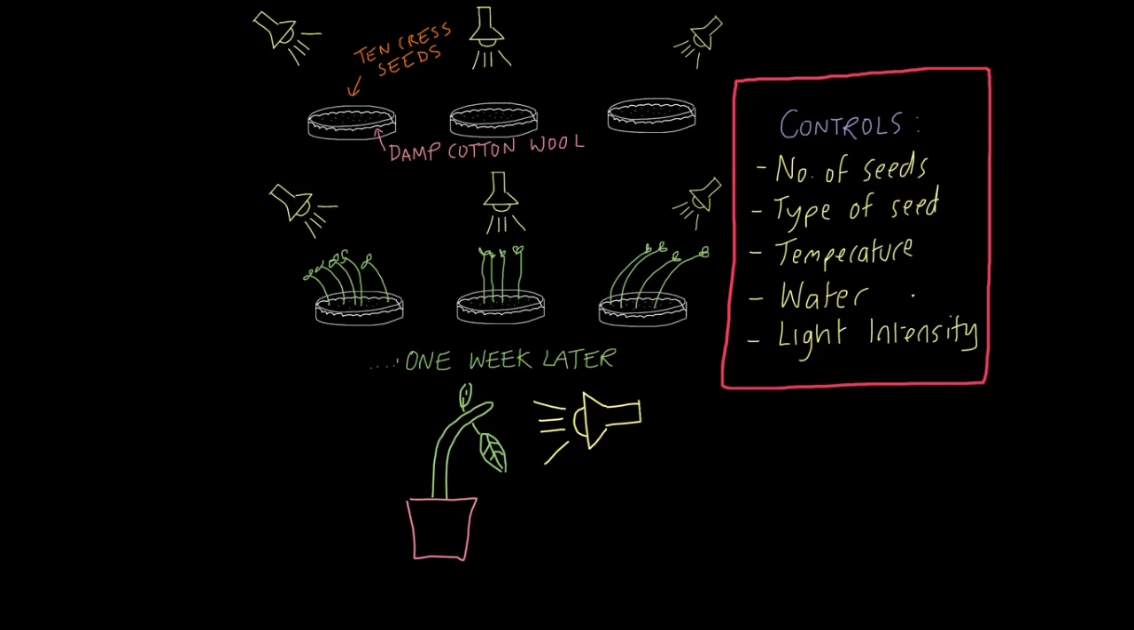A few controls to consider in this experiment are the number of seeds, so you need the same number of seeds in each experiment. The type of seeds, so obviously different seeds will have different growth rates, so make sure they're all cress, for example. The temperature of each Petri dish must be the same, and you must also account for the fact that light is a heat source, so you could use a thermometer to check that they're all the same temperature. The amount of water you put in each one, you don't want that to limit growth, so the amount of water must be the same, and obviously the light intensity, they must be exposed to the same concentration of light, but light intensity is a proper word.